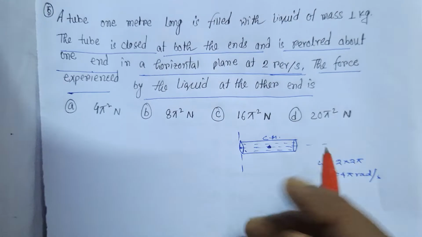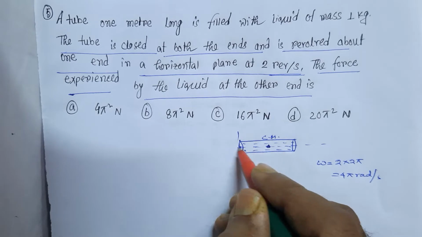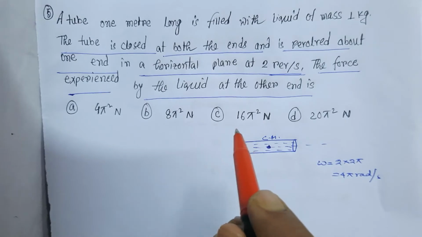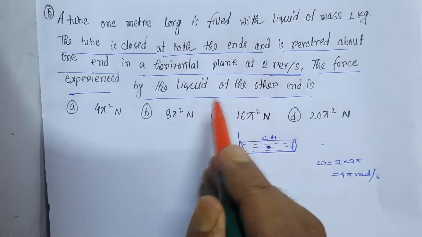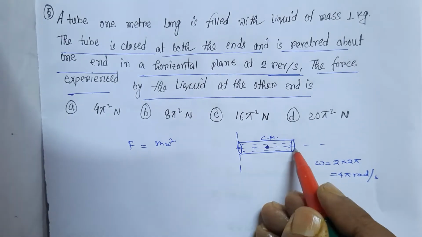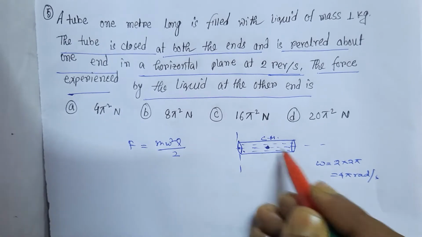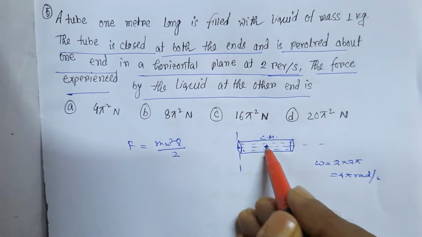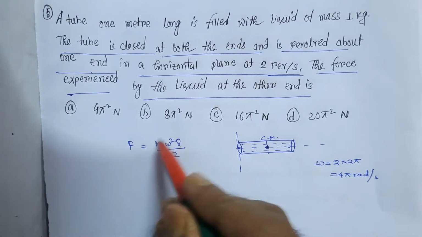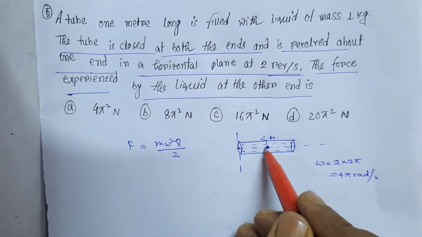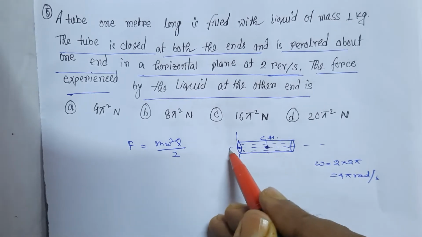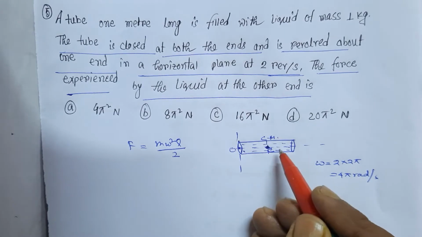It may be taken as the total mass is concentrated at the center of the tube, and the radius of the path is, let it be r. Then the force acting F equals m omega square r. If the length of the tube is L, then m omega square L by 2. It is taken that the whole mass is concentrated at the center, so the force acting on the other part due to the centrifugal force is m omega square r. Here r equals L by 2, that is the distance of the center of mass from the axis of rotation, that is OC.